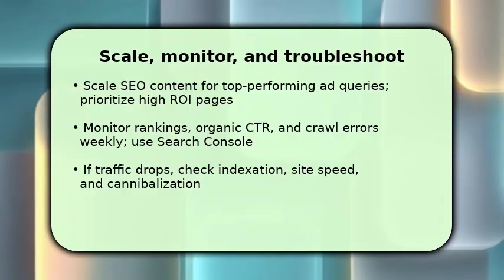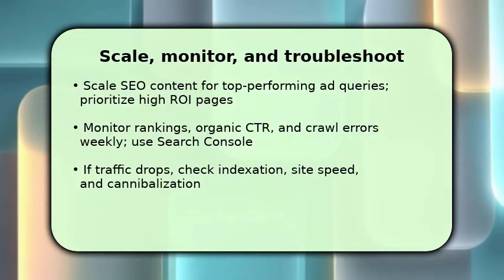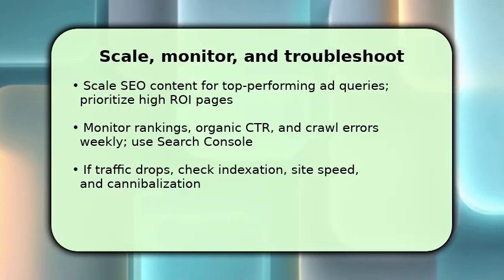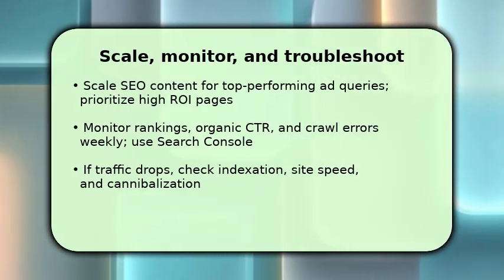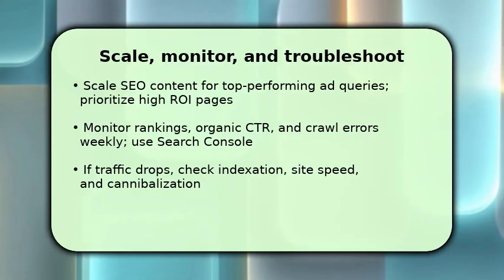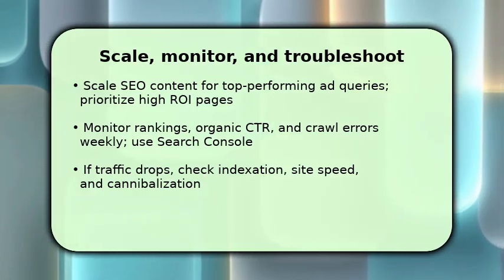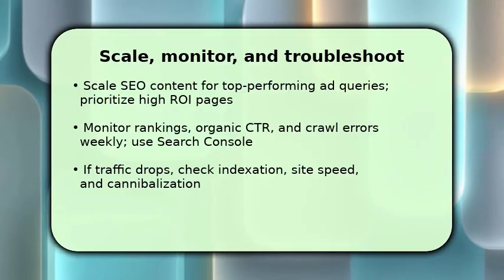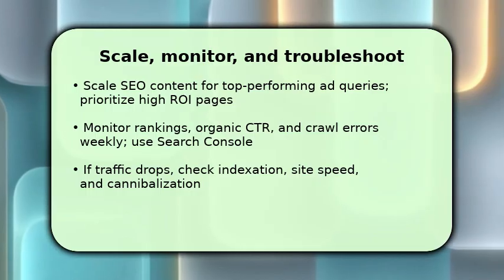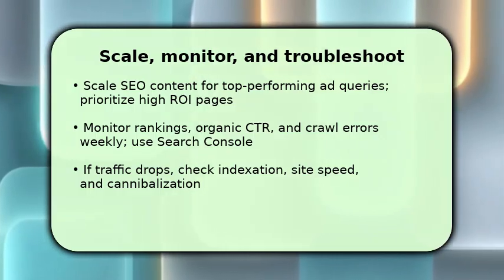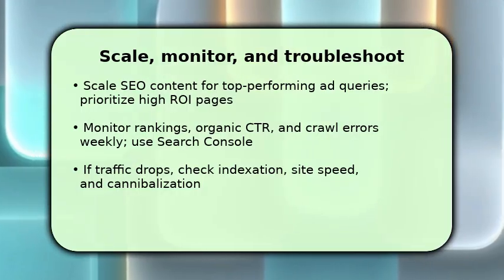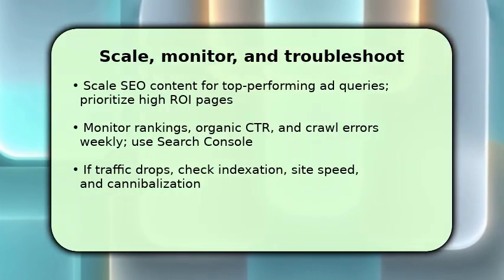Now scale content for the best ad-validated topics and track organic movement. Publish pillar and cluster pages, link them from strong paid-converting landing pages, and monitor rankings and CTR weekly. Once scaled, automate reports for impressions, clicks, and crawl errors so you catch regressions fast. If organic traffic stalls or drops, troubleshoot indexation issues, page speed regressions, and keyword cannibalization between pages. Resolving those typically restores performance.